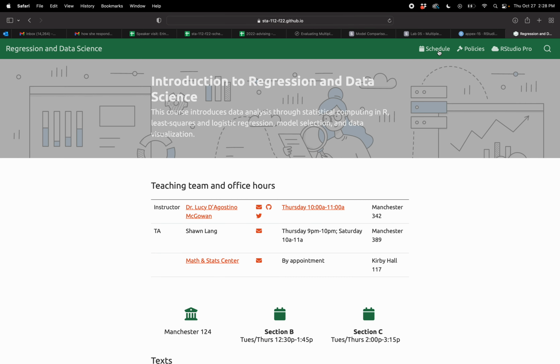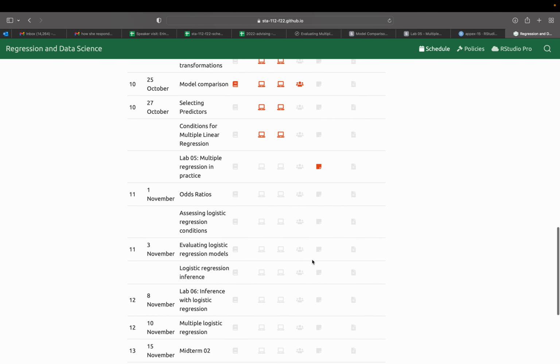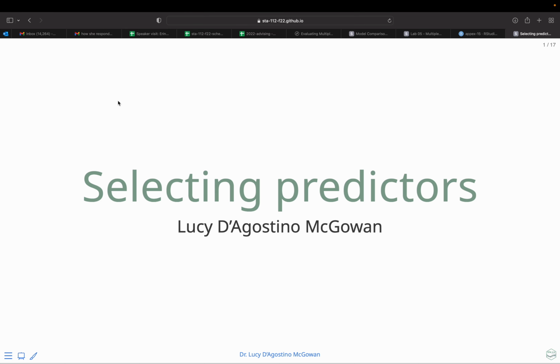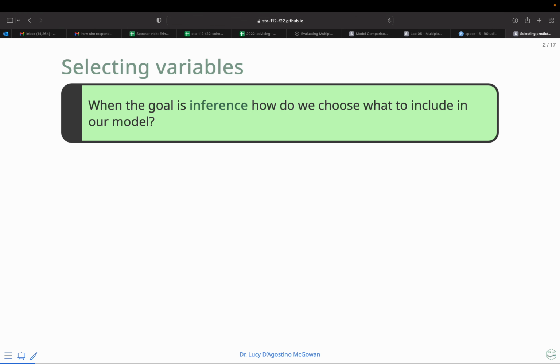So now we're going to talk a little bit about how to actually select predictors. Okay, so selecting variables. When the goal is inference, what do I mean by inference? What statistical quantity am I often interested in if I'm doing inference based on my model?